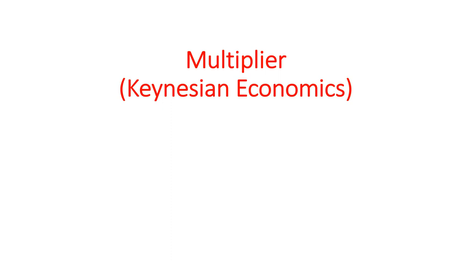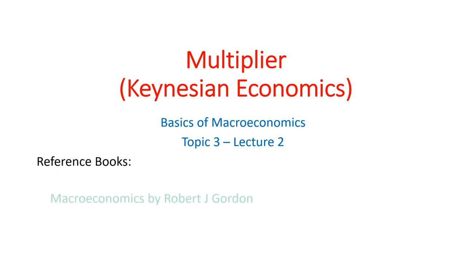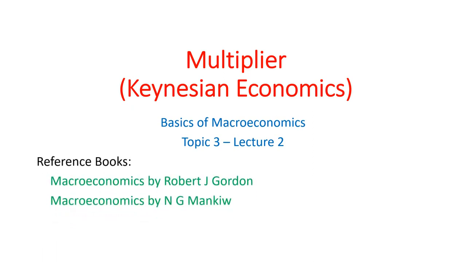Today we shall continue our discussion on Keynesian economics and study the concept of multiplier. The reference books for today's lecture are Macroeconomics by Robert J. Gordon, Macroeconomics by N. Gregory Mankiw, and Macroeconomics by Oliver Blanchard.